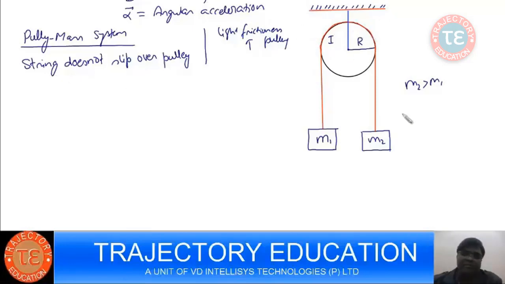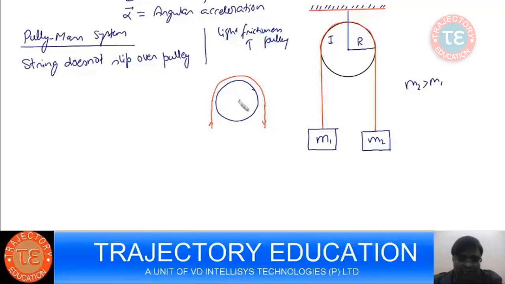See, suppose this is your pulley, and say this is the string. The string is like this. If M2 is greater than M1, then when the system is released, this string will have a tendency to move in the downward direction, and this string will go up.